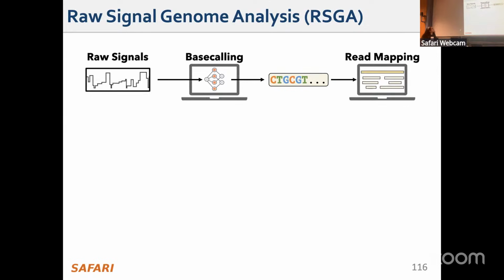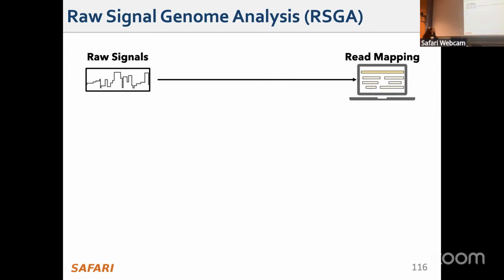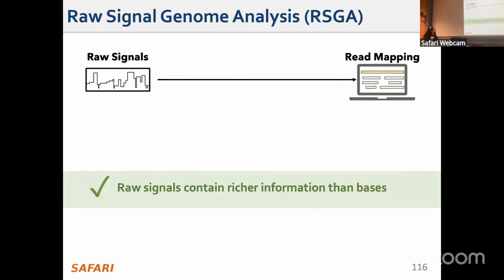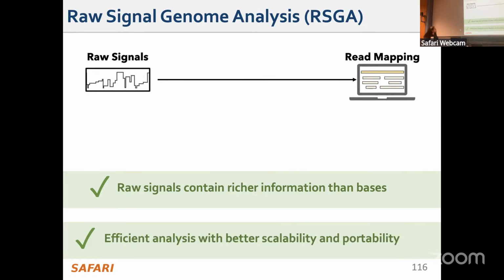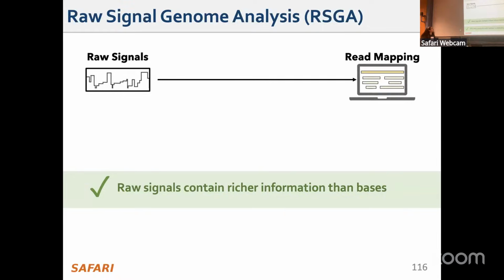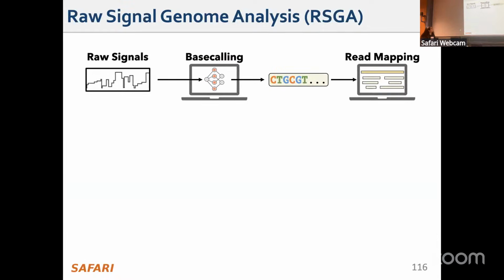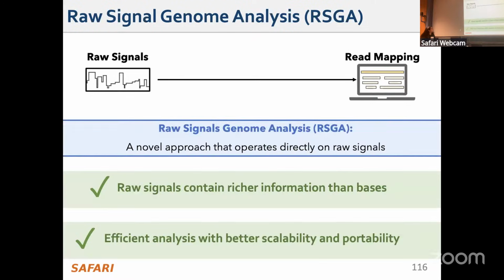But also overall, there would be benefits if you could do that, right? It contains richer information than the bases in some cases. And it also enables efficient analysis with better scalability and portability. So if you want to do real-time analysis, we don't need to rely on that expensive process to translate things. We can just do this. So raw signal genome analysis is this novel approach that operates directly on these raw signals.